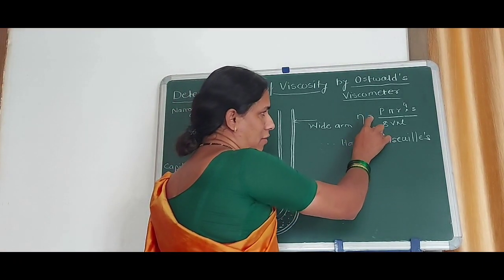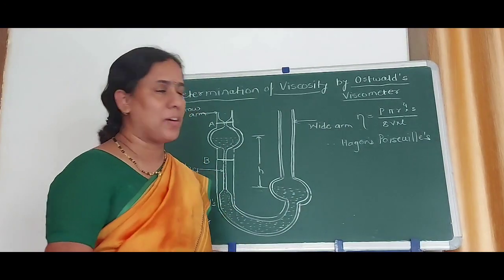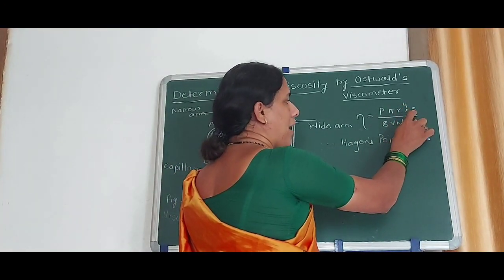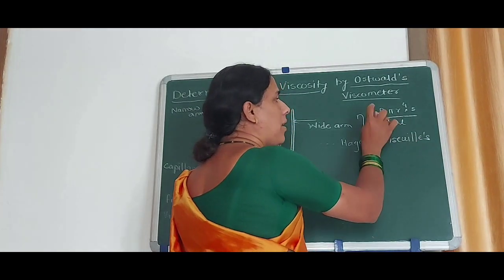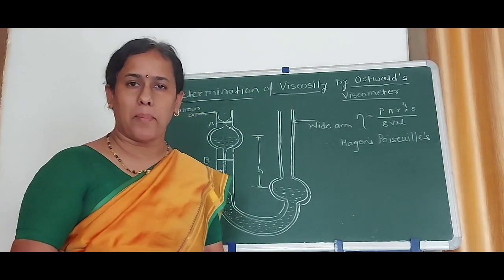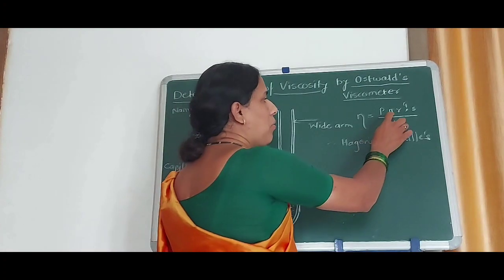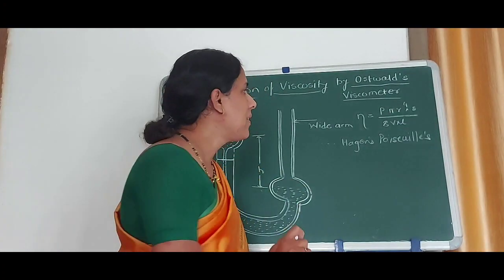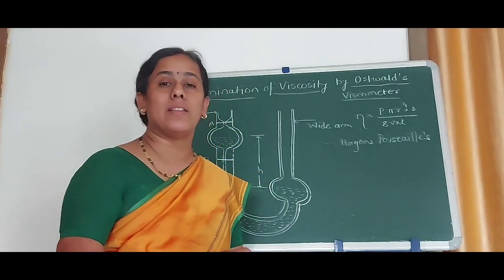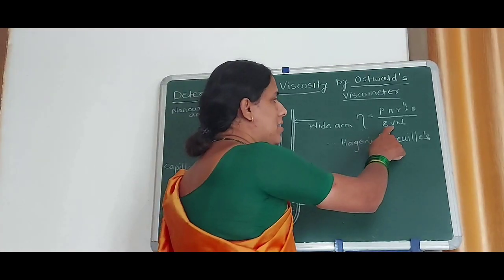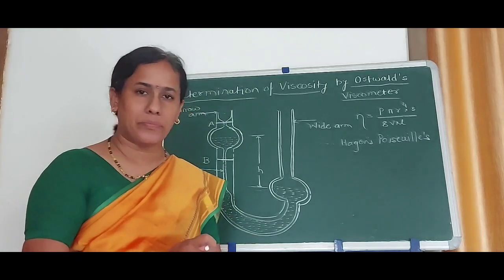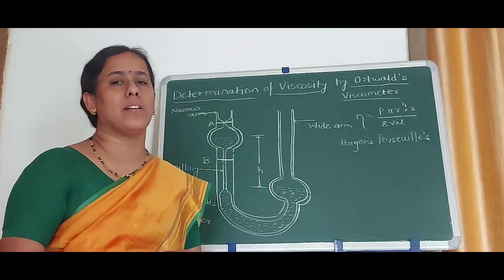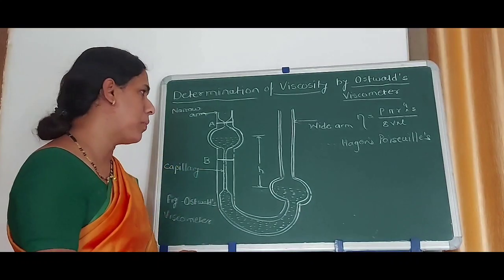of viscosity is equal to capital P pi r raised to 4 into S divided by 8 into V into L. Here P is equal to applied pressure, pi is equal to 3.142, r is equal to radius of capillary, S is equal to time in seconds, 8 is a constant digit, V is equal to volume of the liquid, and L is equal to the length of the capillary tube.